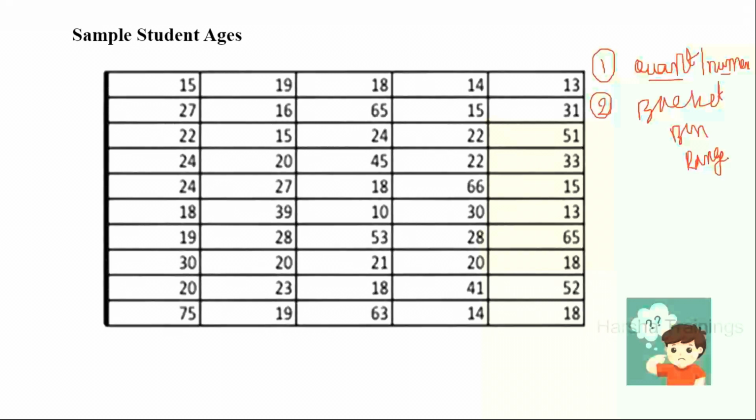Dealing with categorical data is different, dealing with numerical data is different. Now, if I want to take this range, I should know the minimum value and the max value of the numerical data. Can you please respond? What is the minimum value and what is the max value? The minimum value is around 10. Min is 10. Max value is 75.